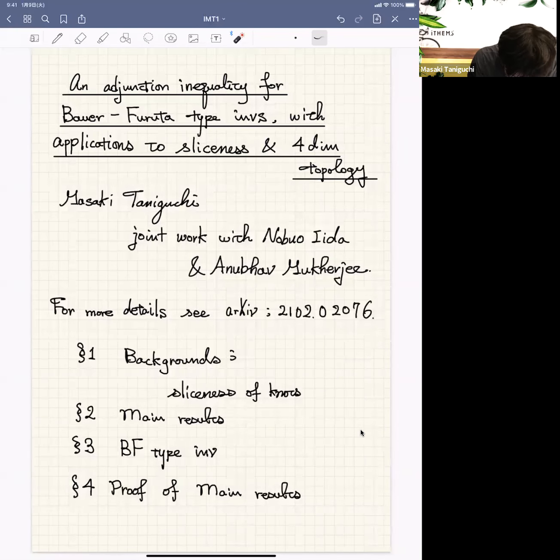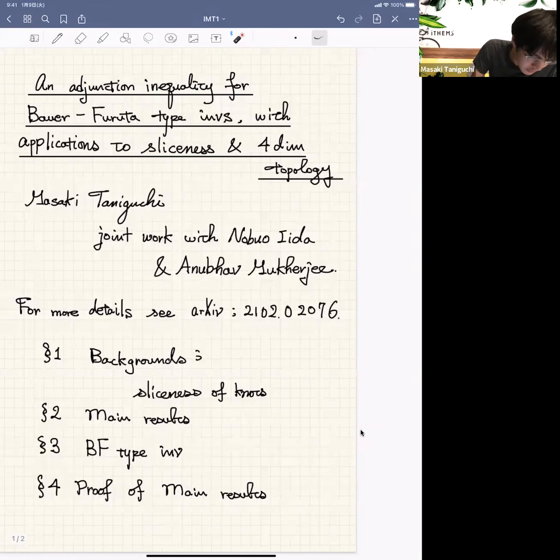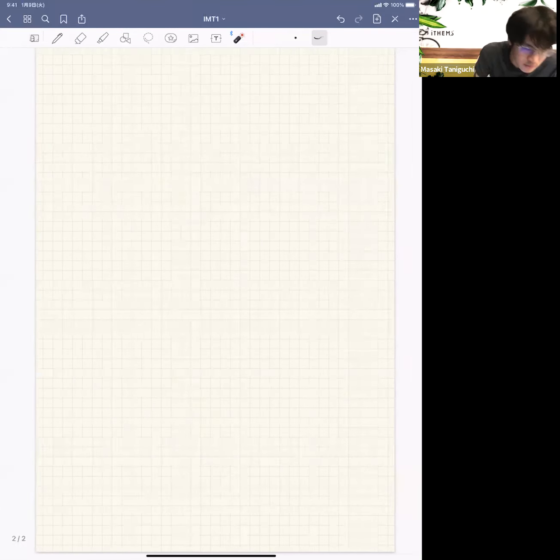Today we have four parts. The first part is background. We will focus on sliceness of knots in this talk. In the second part, I will give the main theorem. In the third part, we will introduce some tools to obtain our main result, which is called powerful type invariant. At the end of this talk, I will give a proof of the main theorem. So let's go to the first part, background.